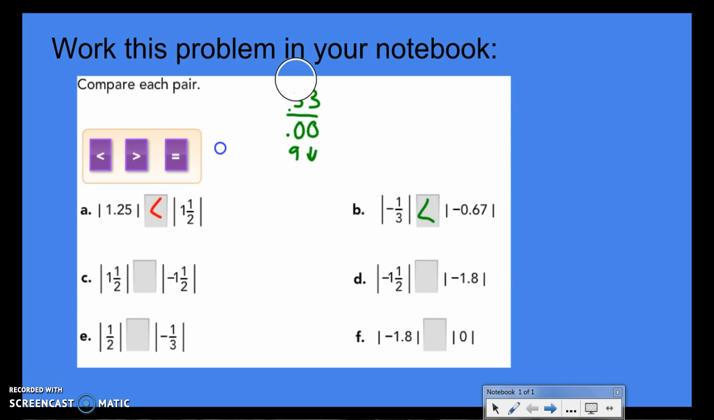Do the rest of these problems by yourself, and then in about a minute or so, when you feel like you got it, push play, and let's see if you got the correct answers. All right?